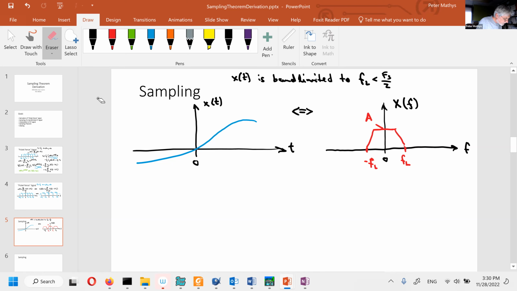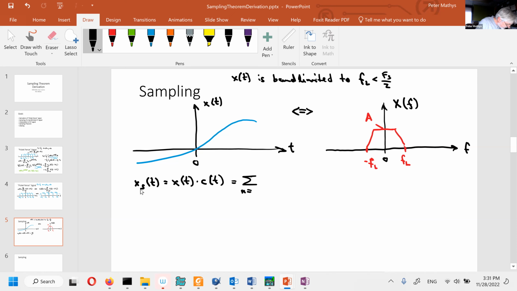And now we go ahead and we say that our sampled version xs of t is equal to x of t times c of t, that picket fence function that we just looked at. And that would be equal to the sum from n equal to minus infinity to plus infinity of x of t times delta of t minus n times Ts.